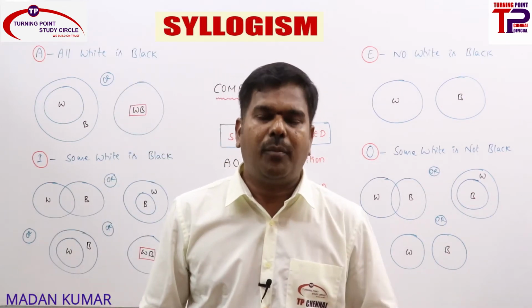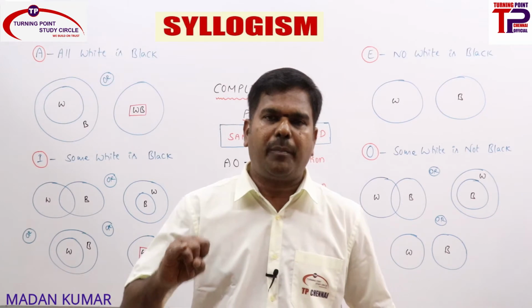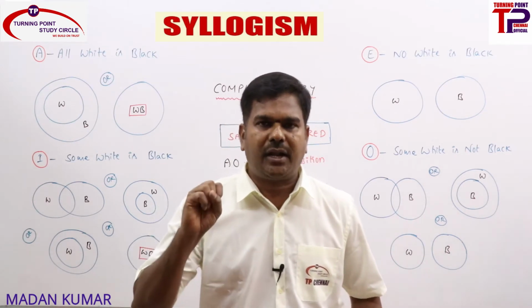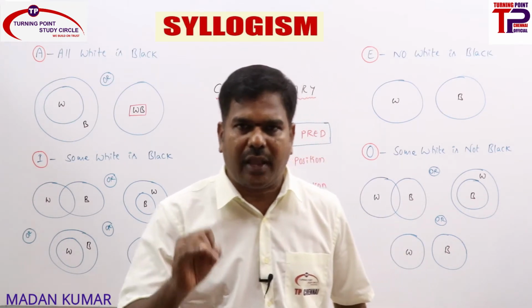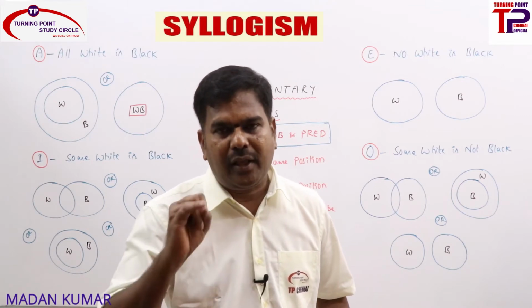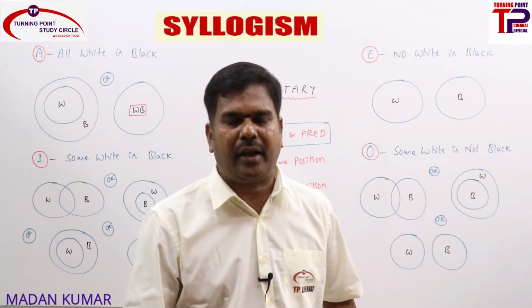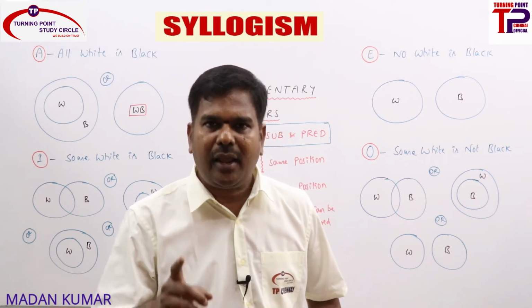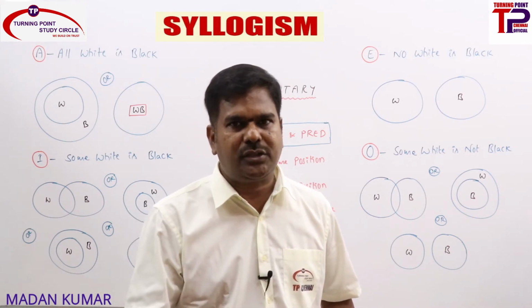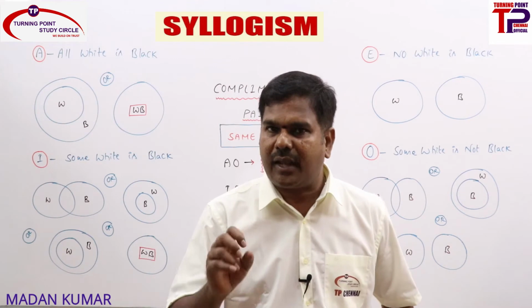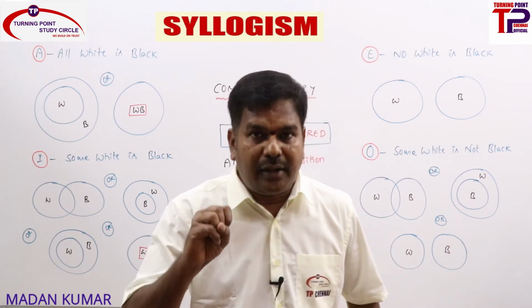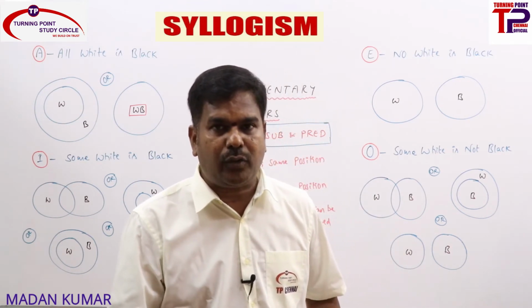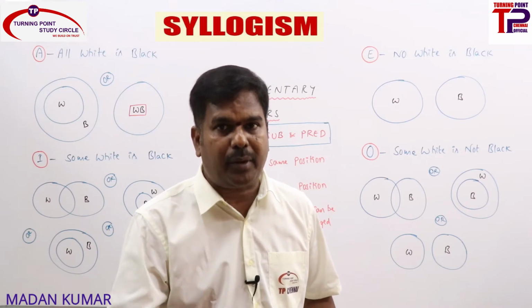Are you clear? How many complementary pairs are there? AO pair, IE pair, IO pair. Starting with A, one pair is there. Starting with I, two pairs are there. I repeat, AO pair, IE pair, IO pair. In complementary pairs, one must be a positive statement, and the other must be a negative statement. Both positive statements or both negative statements cannot be a complementary pair. Entire positive cases and entire negative cases, A and E, cannot be a complementary pair.